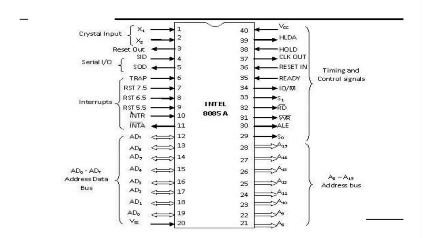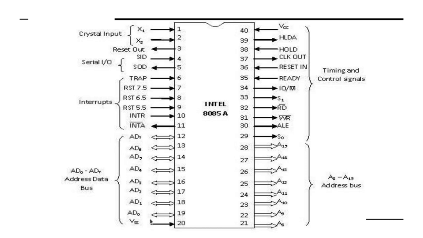Then we have interrupts. Interrupts are basically used to interrupt the microprocessor. For example, whenever some function is going on and there is an interruption, so that another function can go on. All these are done by the interrupts. They are classified into 5. Then we have the address data bus. It can act in both ways, that is, it can be either a data bus or an address bus.